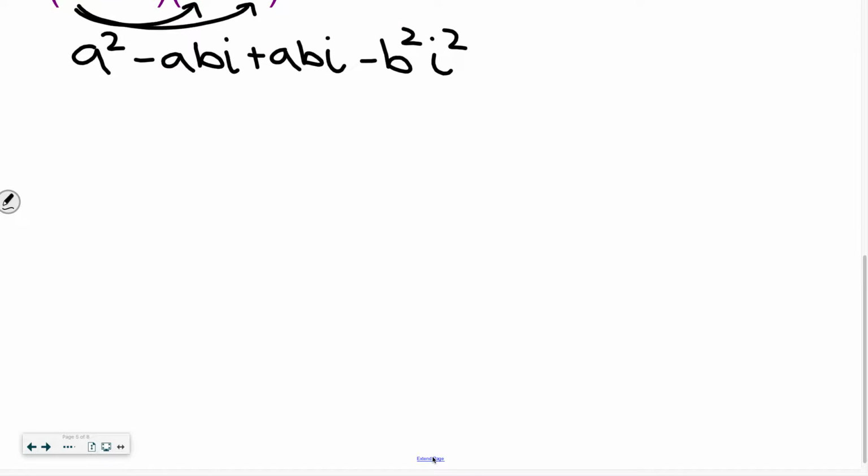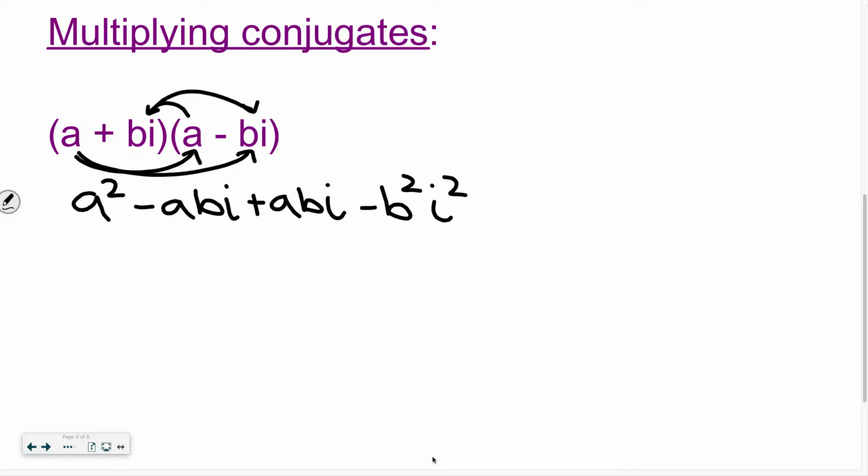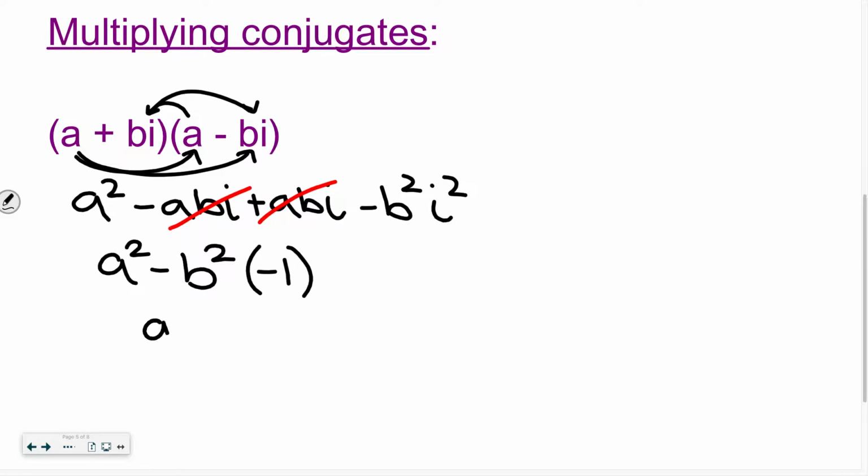Why are we going to multiply by the conjugate of the denominator? Because we don't want to have i's in the denominator anymore. And what happens to these two i terms? Gone. Conjugates always get rid of the middle terms. That's good. So I'm left with a squared minus b squared times i squared. But you guys just told me i squared was negative 1. So we're going to have a squared plus b squared.